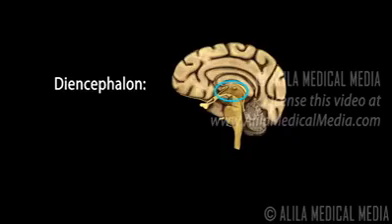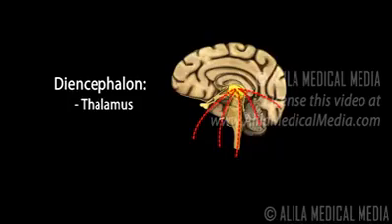The main components of the diencephalon are the thalamus. The thalamus serves as a gateway relaying sensory signals originated throughout the body to the cerebral cortex. It is also involved in emotional and memory functions.